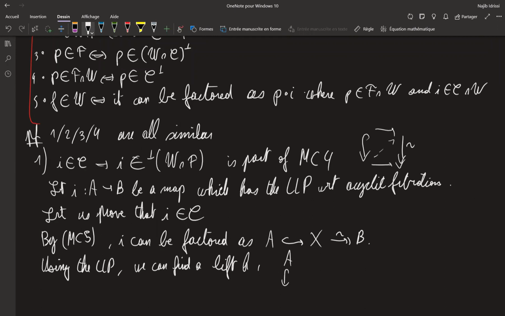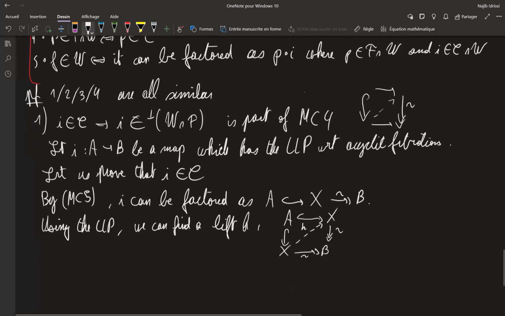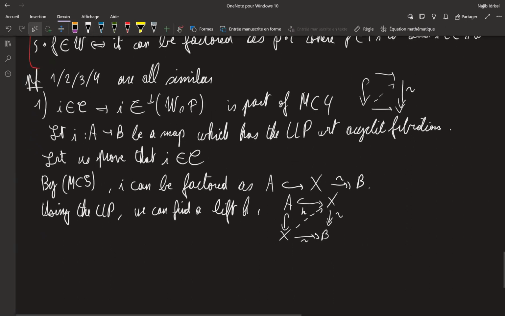So you start from A, you go into X, then you go into B. Here, just go into X again, and then you go into B. So this is obviously a commutative diagram. This is a cofibration. This is an acyclic fibration. So you can find a lift here, a lift that I'm going to call H. Then this proves that I is a retract of the cofibration.